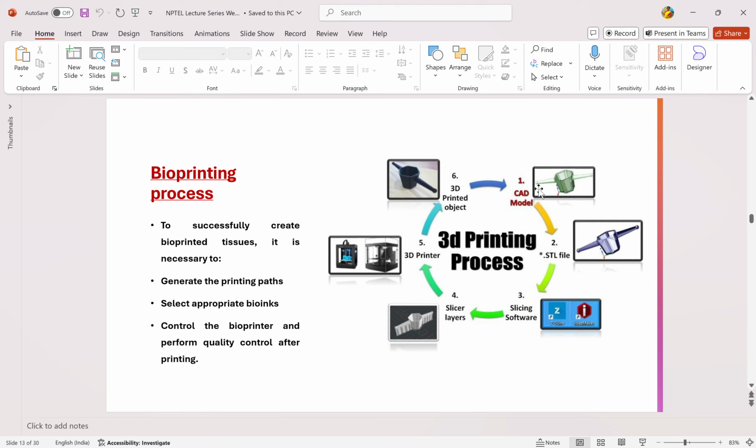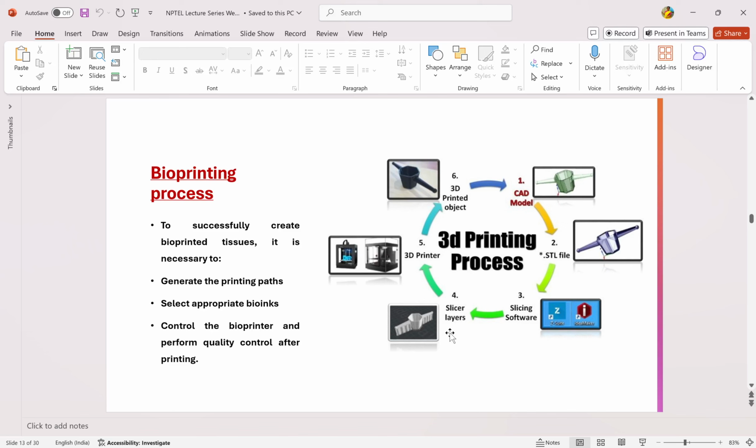So you have to make a 3D model. After that you have to save it as an STL file. You will get an STL file. Then you have to put that STL file in a slicing software like Z-Suite or here, Idea Maker. What the slicing software will do is take your 3D model and slice it into layers. As you can see here, it has been sliced into layers.